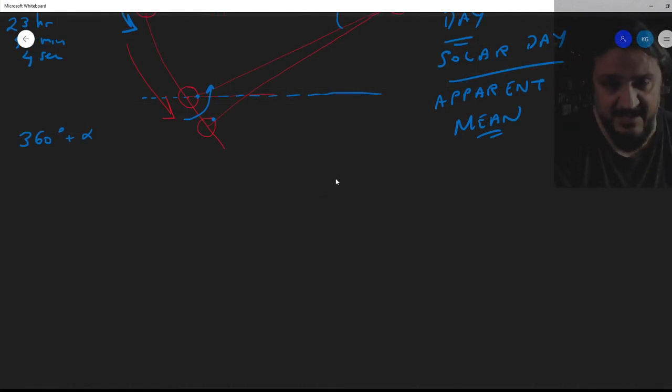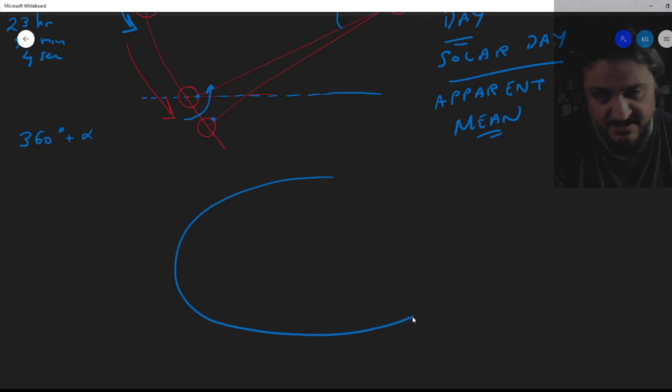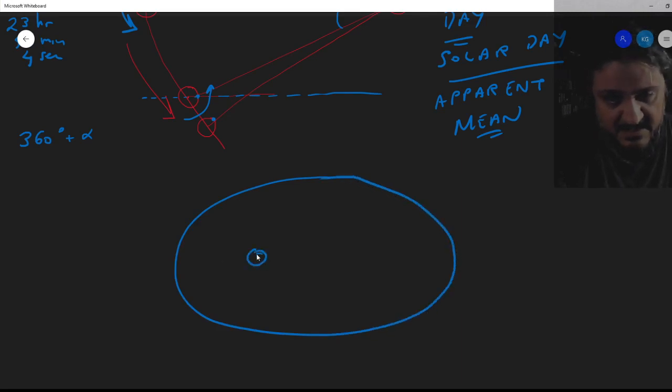So I'm going to draw it again here. I'm going to exaggerate. An ellipse, okay? So here's the sun. Here's Earth, and here's Earth at the perihelion and the Earth at the aphelion, right? Now, in 1 day, Earth goes from here to there, which means that the sun is above us. Good.